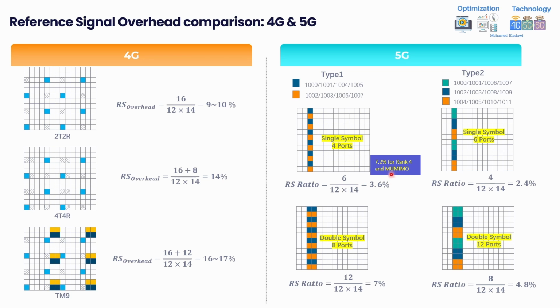And also this applies in case of multi-user MIMO. If you assume that you have 4 paired users, each user using a single port, again you will not have more resource elements remaining for PDSCH. So again, your overhead will be a maximum of 7.2% if you are speaking about a user using rank 4 or about multi-user MIMO for 4 paired users. This is the first point.